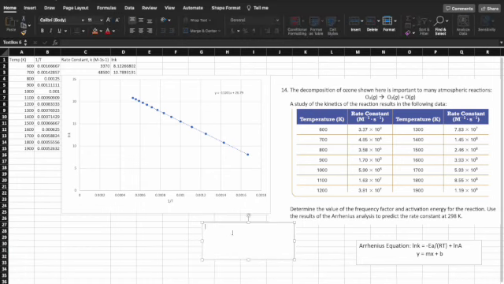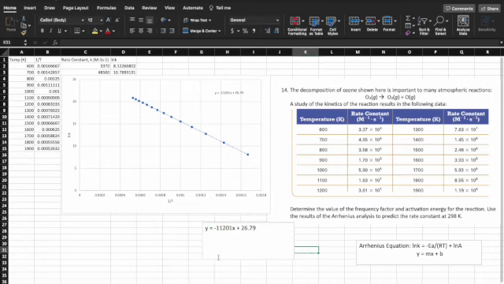Okay, so that equation is y is equal to negative 11201 x plus 26.79. All right, I'm going to increase that font size. All right, so that is my equation, okay?